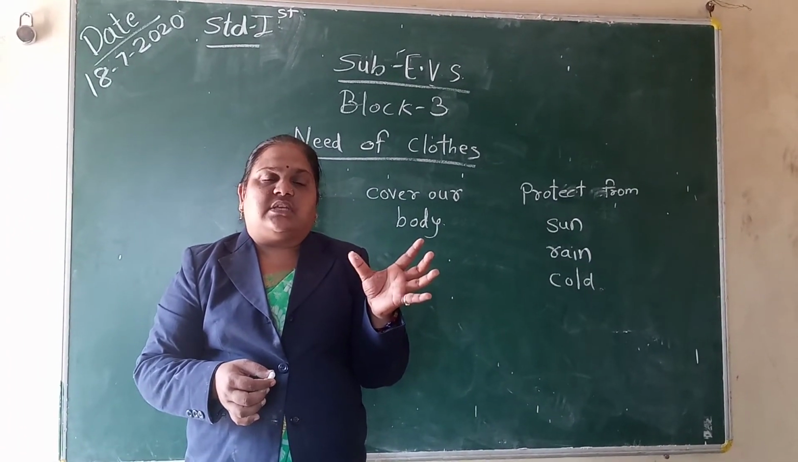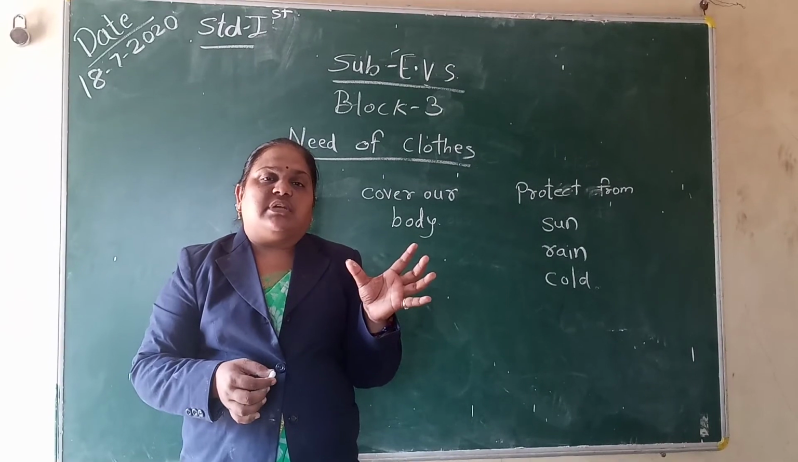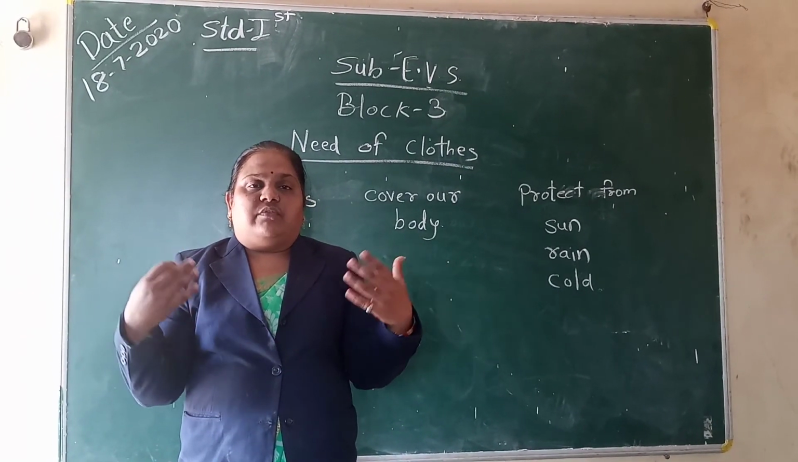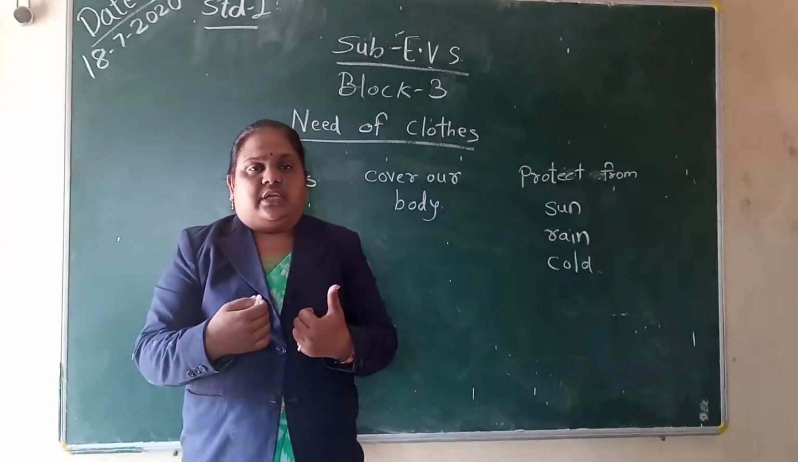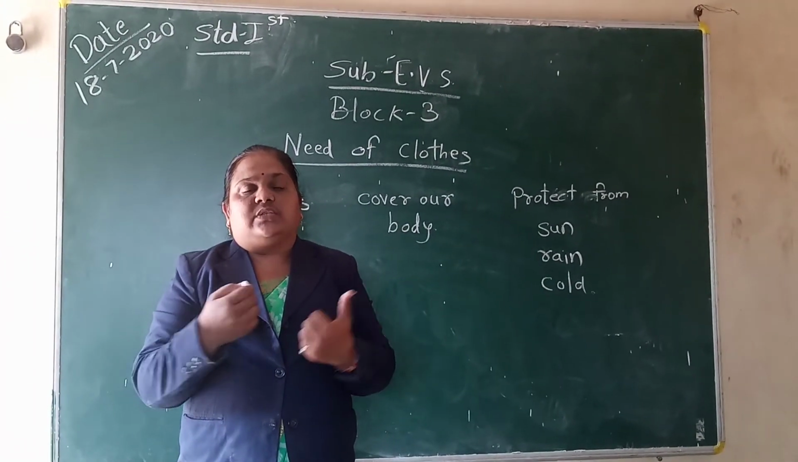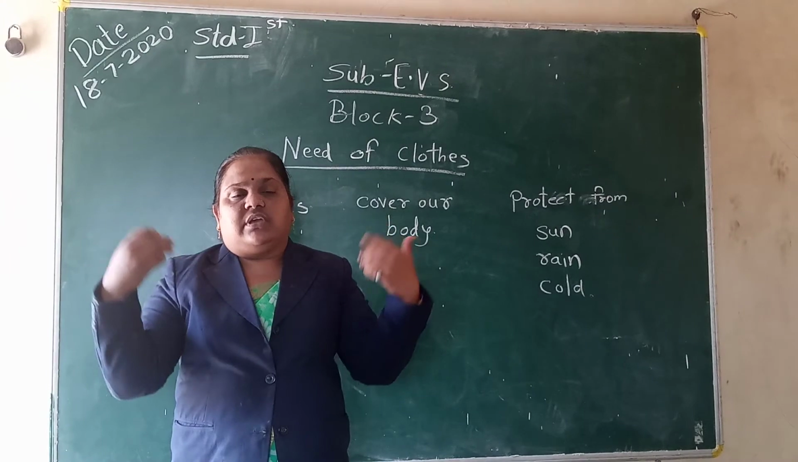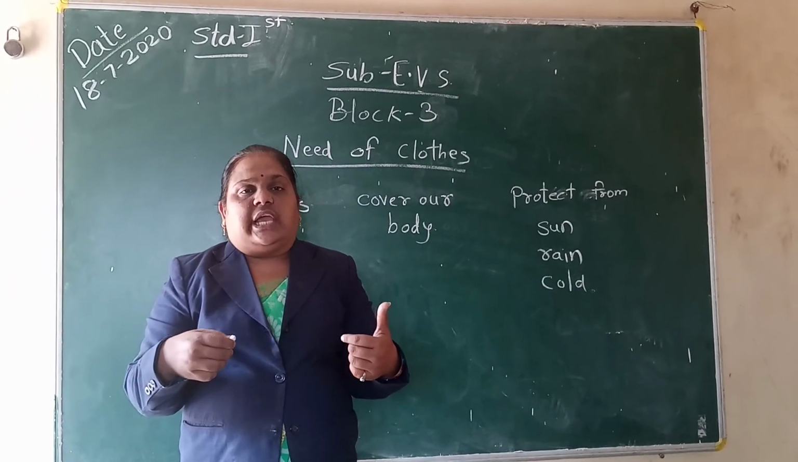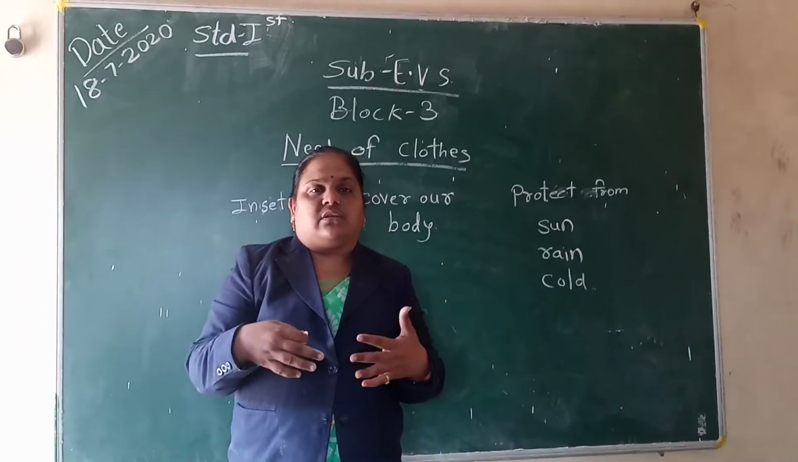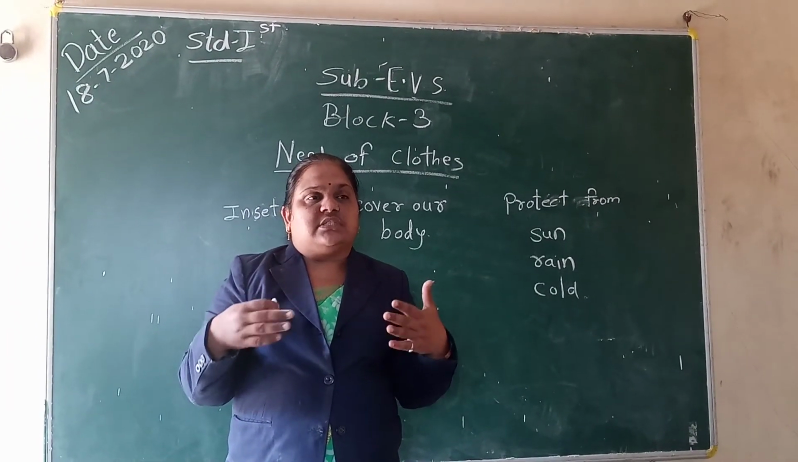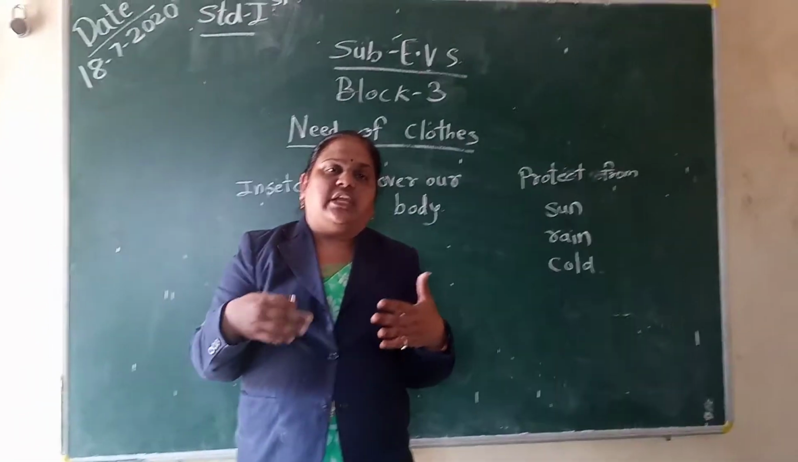In summer season, what do we wear? We wear clothes to protect our body. In winter, what are we doing? We are wearing sweaters and all. In rainy season, we are wearing raincoats. And in summer season, we are wearing light clothes, so that if it is hot, we can wear that.